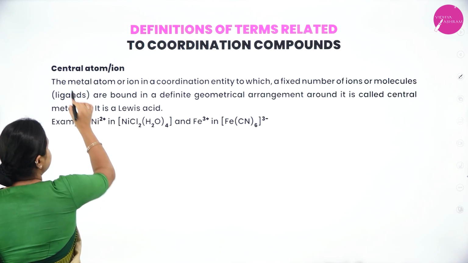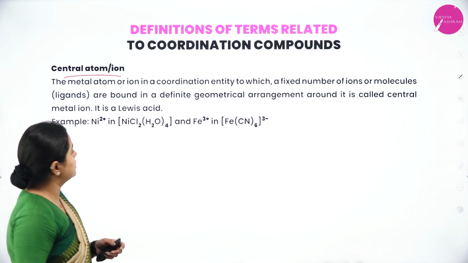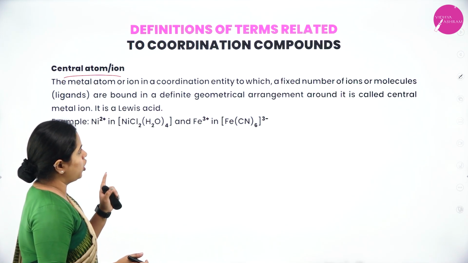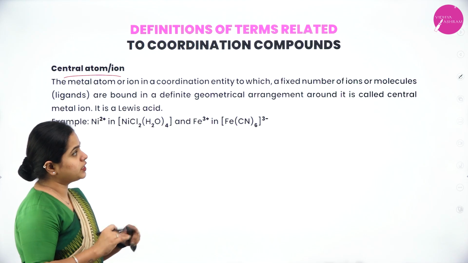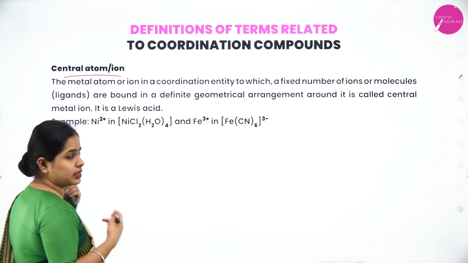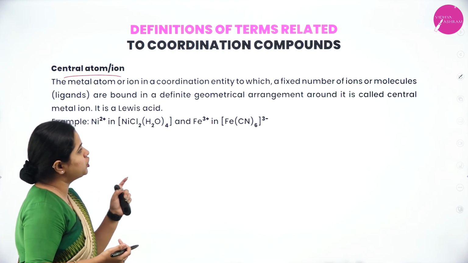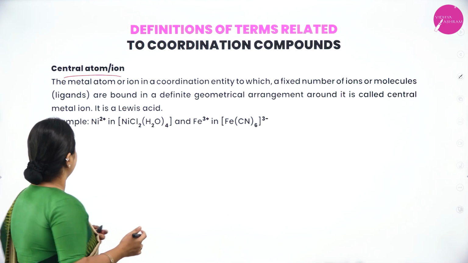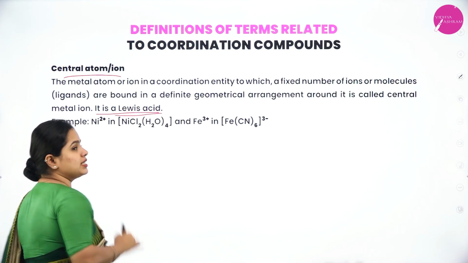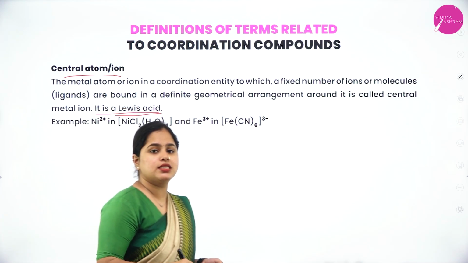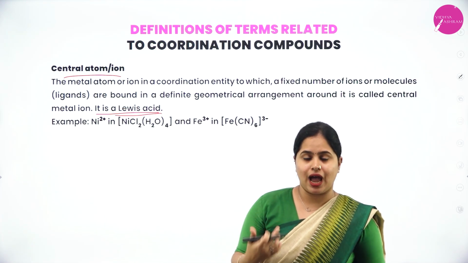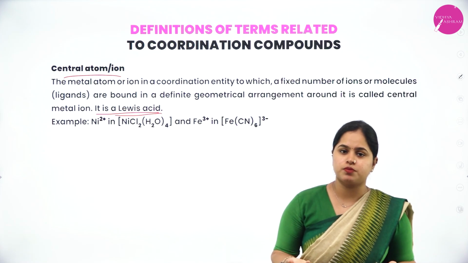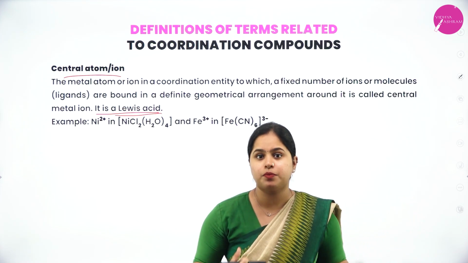Moving on to the next one, central atom or ion. We have already discussed the metal atom or ion in a coordination entity to which a fixed number of ions or molecules, that is ligands, are bound in a definite geometrical arrangement around it, is called the central metal atom. Now, it is a Lewis acid. We have already studied this in earlier classes. What is a Lewis acid? Lewis acids are those substances which are ready to accept electrons, right?